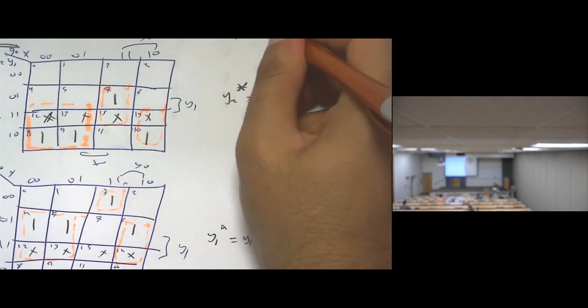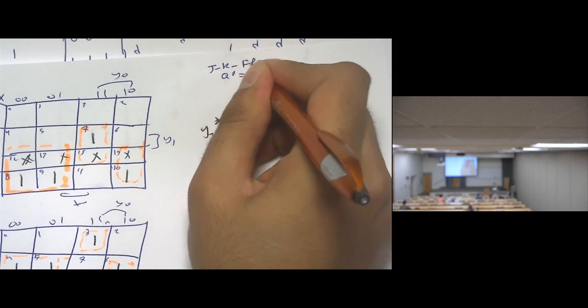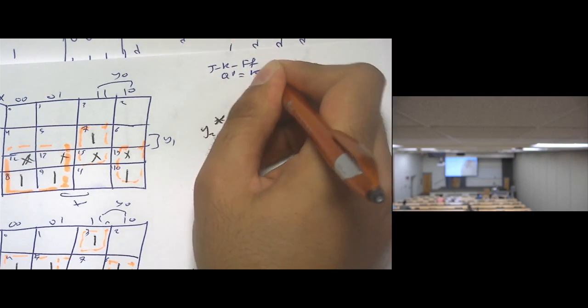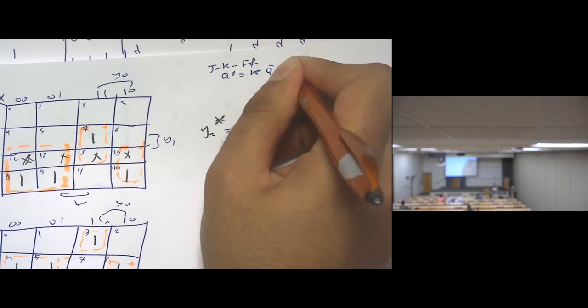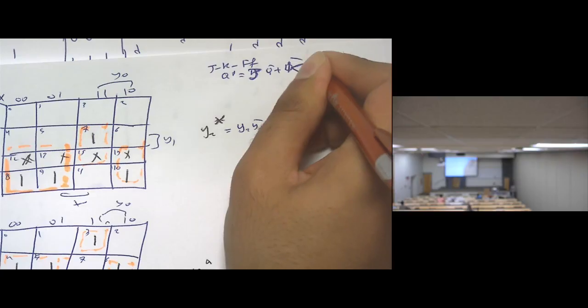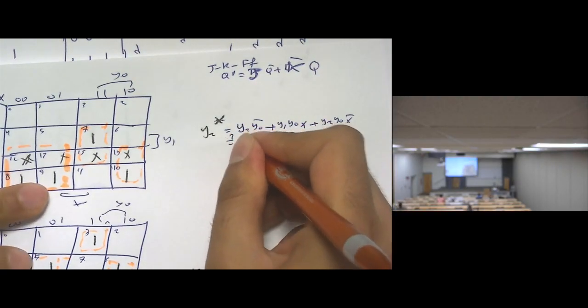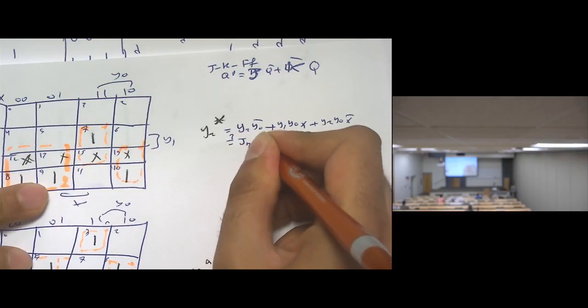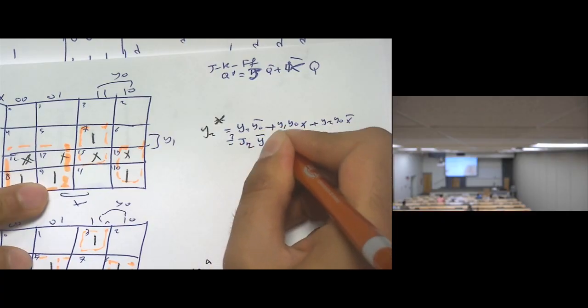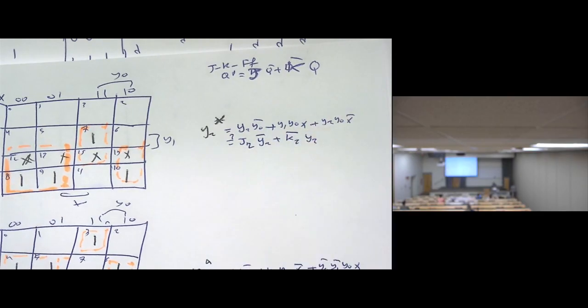My desire is to use the JK flip-flop. What's the JK flip-flop equation? It is Q star equal to J Q bar plus K bar Q. So can I make this to be in the form j2 y2 bar plus k2 bar y2? Is there a way? Let's see.